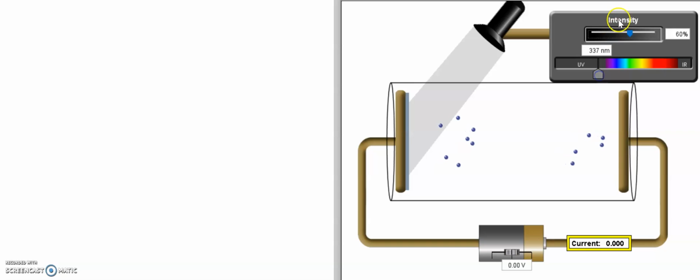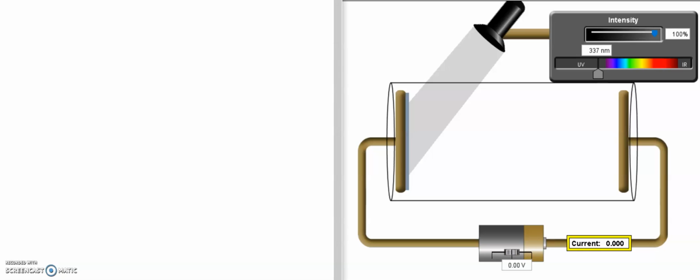I got 337. Here we can make the intensity a little brighter. Looks like 337. If I go to 331, yeah, I got electrons coming off. I'm going to go back to 334 actually. Now I still got electrons coming off. I'm going to come to 337, and hopefully no electrons come off. All right, so it looks like it's 337. So this is that boundary wavelength. If I go any higher with the frequency, I'm going to get electrons coming off, which means right now I should be at threshold frequency.